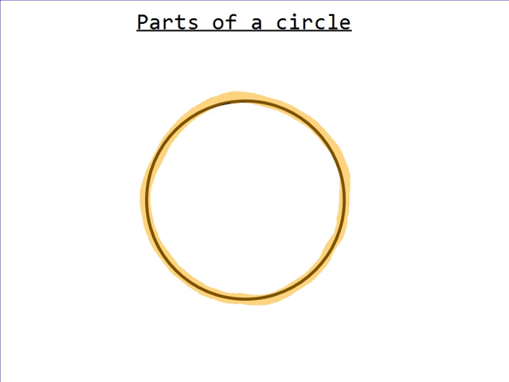Next, we're going to learn the diameter. So the diameter of a circle is a line that joins 2 points on the circumference. If we imagine there's a point here and a point here, it's the line that joins those points and passes through the centre. So the diameter is a line that joins 2 points on the circumference and passes through the centre.